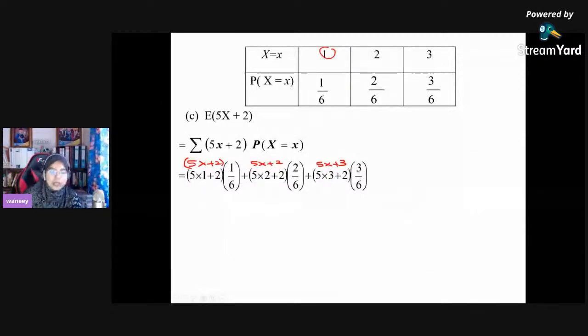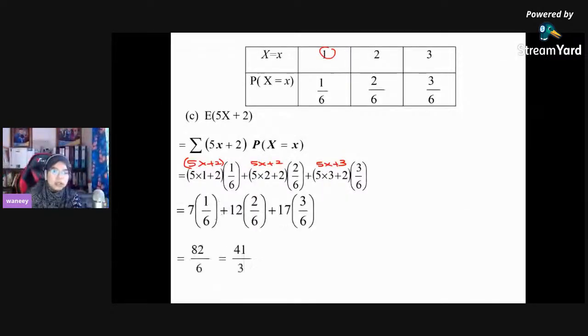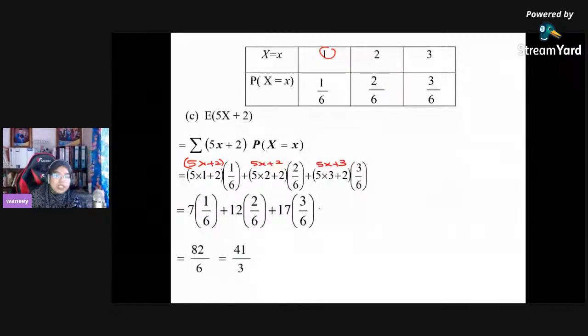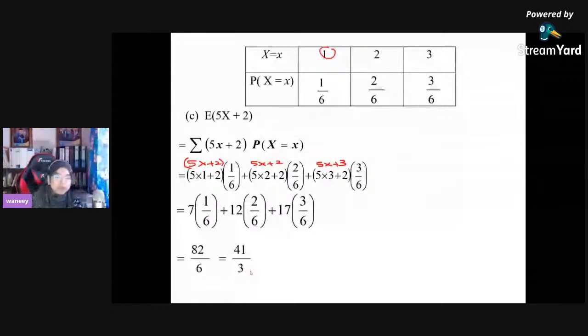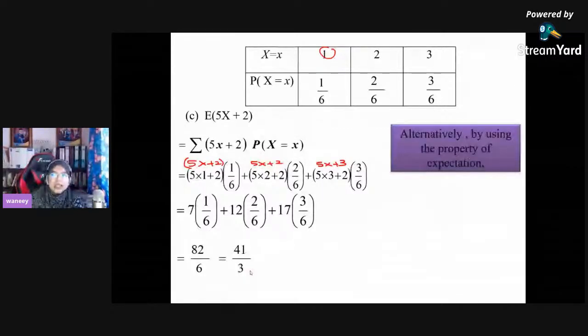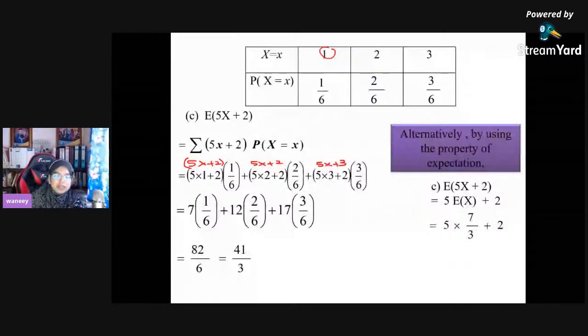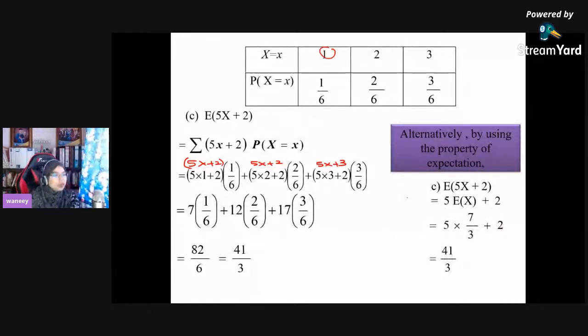Okay, so now if we add everything together, this one should be equal to 7 multiplied with 1 over 6 plus 12 times 2 over 6, plus 17 times 3 over 6. So this is 82 over 6 or 41 over 3. Of course, you can actually use the properties because we have learned how to use the properties before. So using the properties of expectation, the expectation of 5x plus 2 is simply 5 times expectation of x plus 2, which is 5 times 7 over 3 plus 2, and that is equal to 41 over 3.